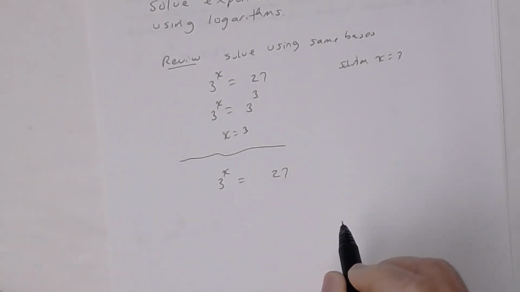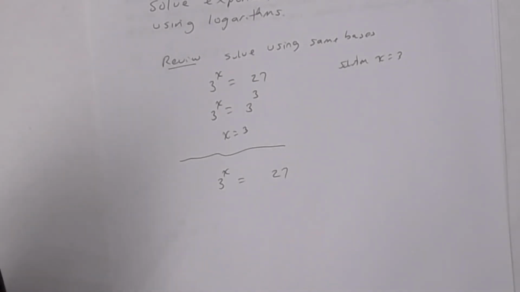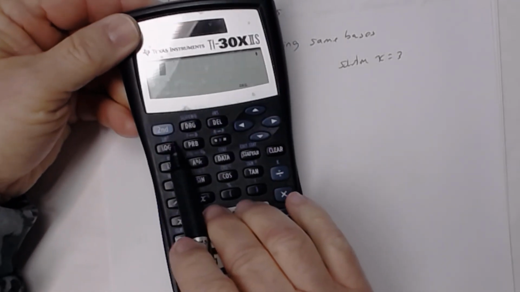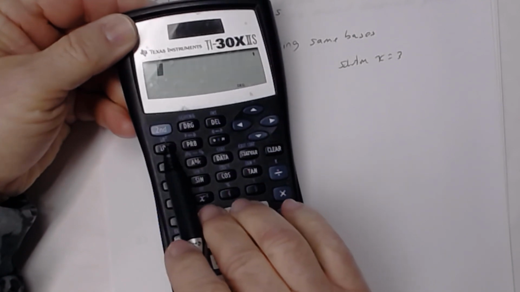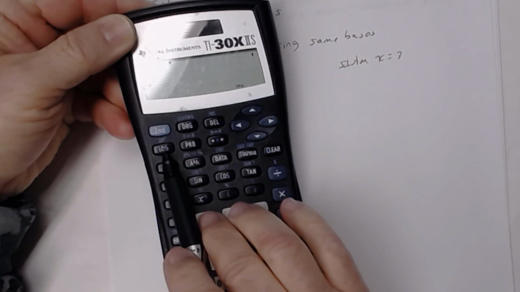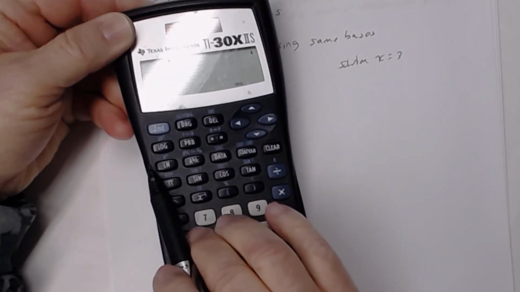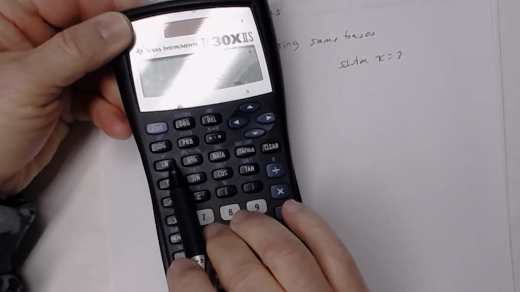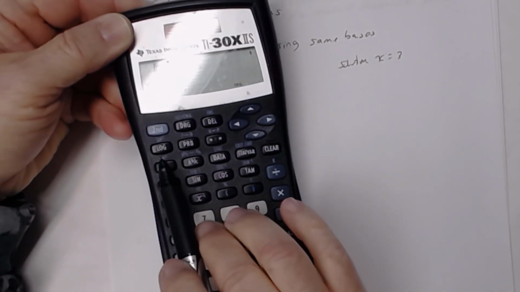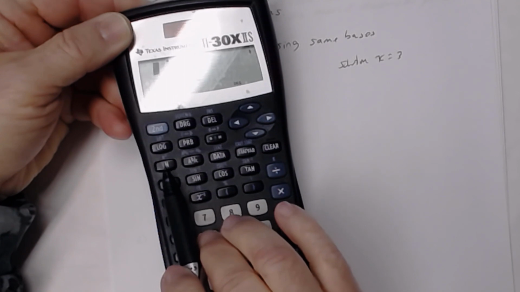One of the things you have to remember that's going to be needed in these problems is that your calculator uses base 10. The LOG button is a common logarithm, and common logarithm is base 10. Your calculator also uses the natural logarithm, and that's base e. So base 10, base e.